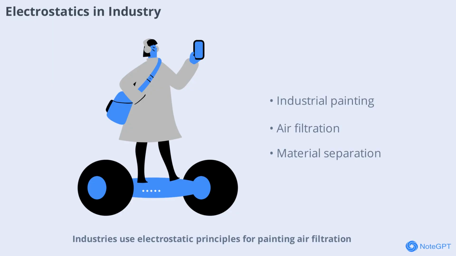Industries use electrostatic principles for painting, air filtration, and material separation. Electrostatic precipitators remove pollutants from factory emissions, while electrostatic painting ensures even coating of surfaces. These applications improve efficiency, reduce waste, and protect the environment, demonstrating the practical value of electrostatics.